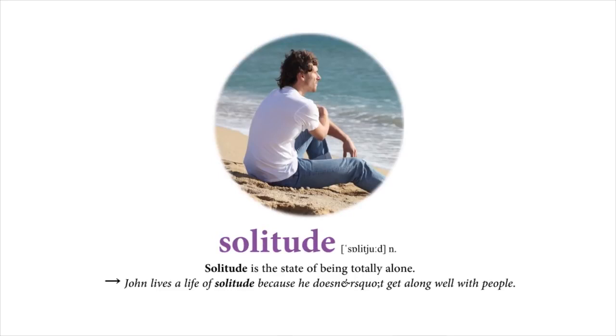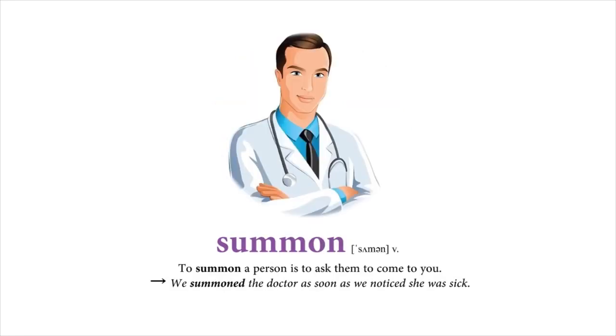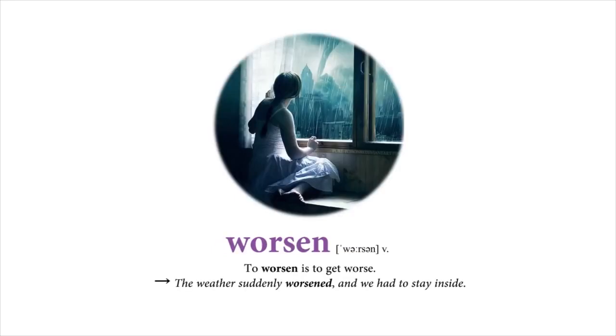Solitude. Solitude is the state of being totally alone. John lives a life of solitude because he doesn't get along well with people. Stark. If a contrast is stark, then the things being compared are utterly different. There is a stark contrast between their test scores. Summon. To summon a person is to ask them to come to you. We summoned the doctor as soon as we noticed she was sick. Worsen. To worsen is to get worse. The weather suddenly worsened, and we had to stay inside.